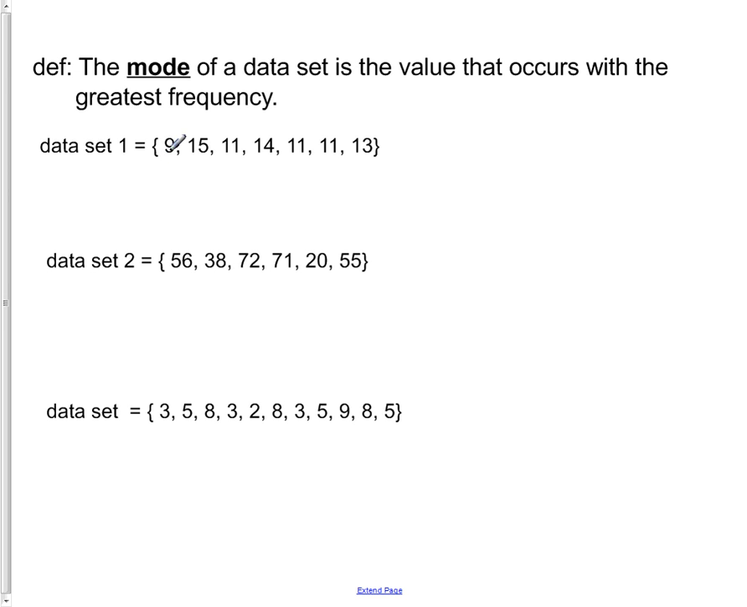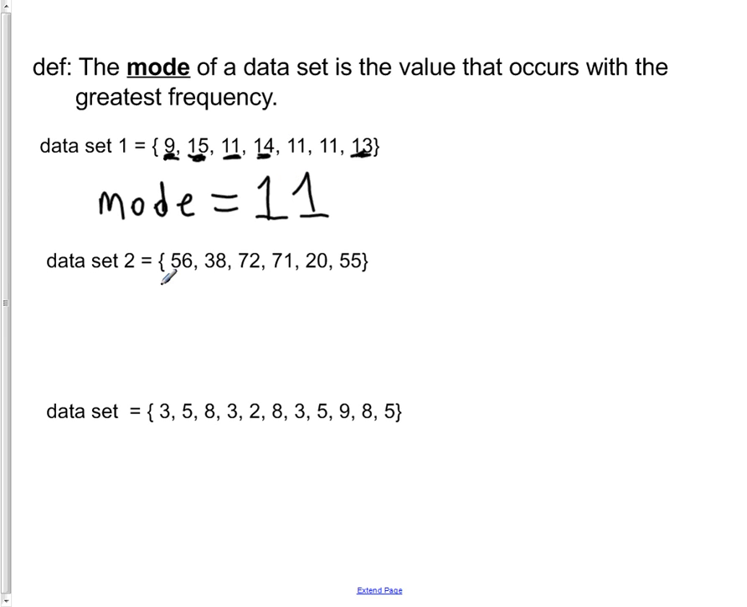So looking through this data set, I see I have 9. 9 only occurs once. I have 15, which only occurs once. I have 11, which occurs 3 times. 14, which only occurs once. And 13, which only occurs once. So the mode of this data set, the mode of data set 1, is definitely the number 11. It's the data point or the data value that occurs most frequently in that data set. So that one was easy.